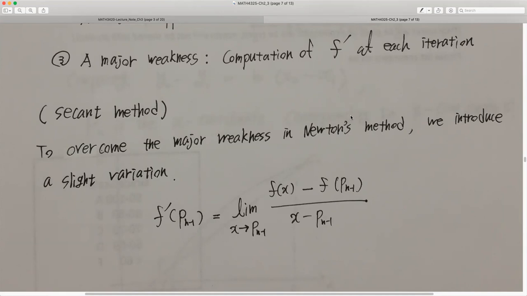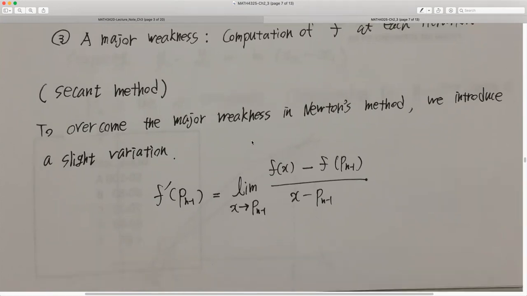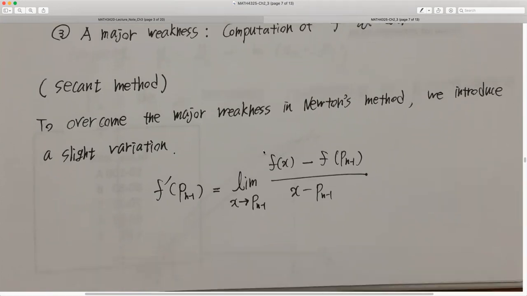So to overcome the drawback, we're going to apply the slope of the secant. It means that we're going to approximate the slope of the tangent line, which is the derivative of f, as the slope of the secant line, which means that we use the definition of the derivative to approximate f prime instead of finding f prime.